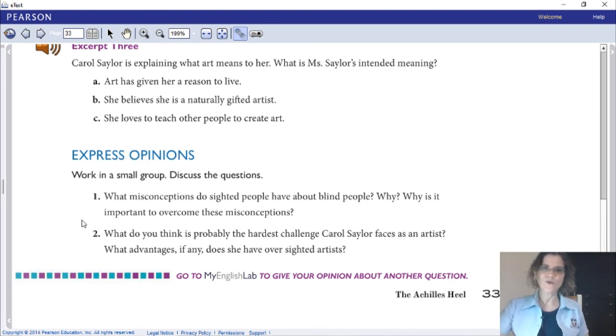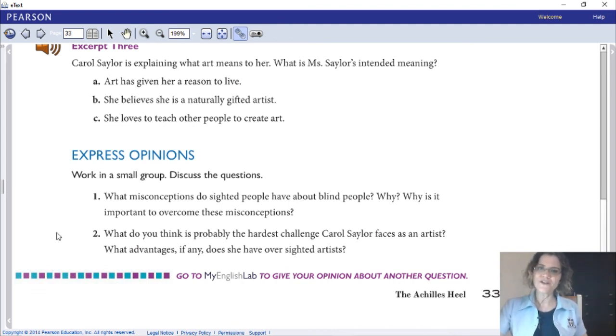Number one, what misconceptions do sighted people have about blind people? Why? And why is it important to overcome these misconceptions? It means misunderstandings or a way of thinking which is not correct.